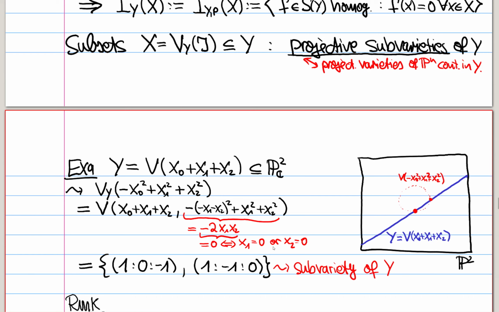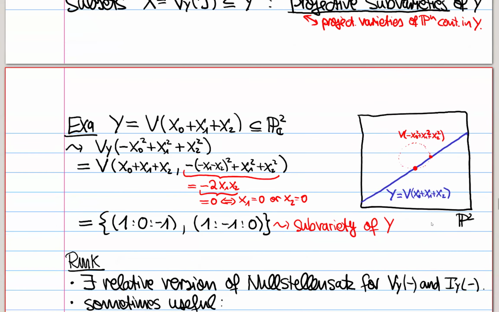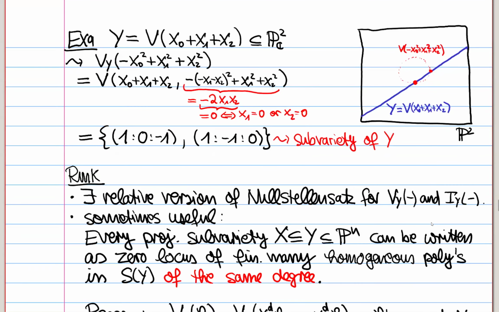We have this linear equation and this linear equation. And then you can see the two unique points where these intersect are (1, 0, -1) and (1, -1, 0). These give these 2 points. So these 2 points form a subvariety of Y. And of course, they also form a subvariety of P2, which happens to be contained in Y. So these things are equivalent. So that's an example of subvarieties, and then some remarks.